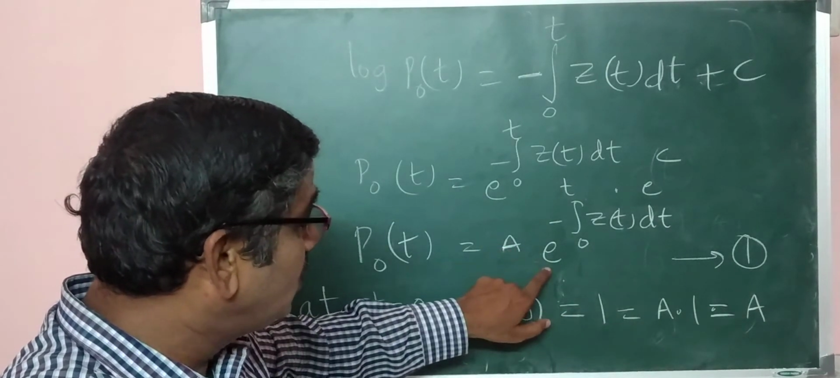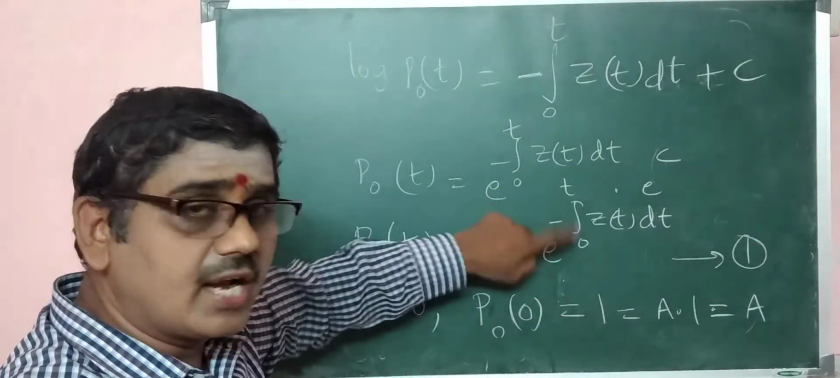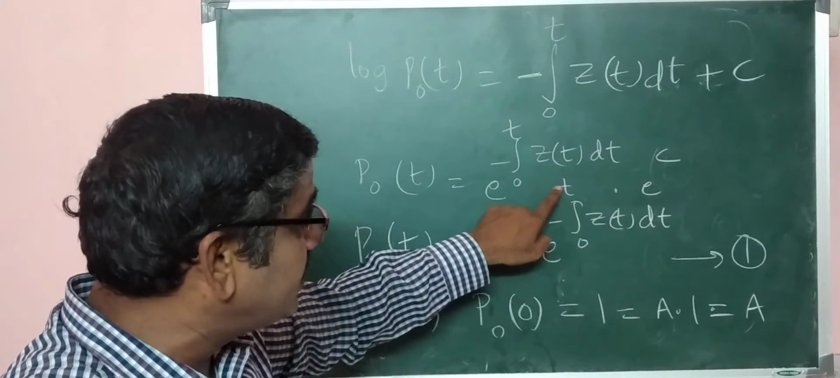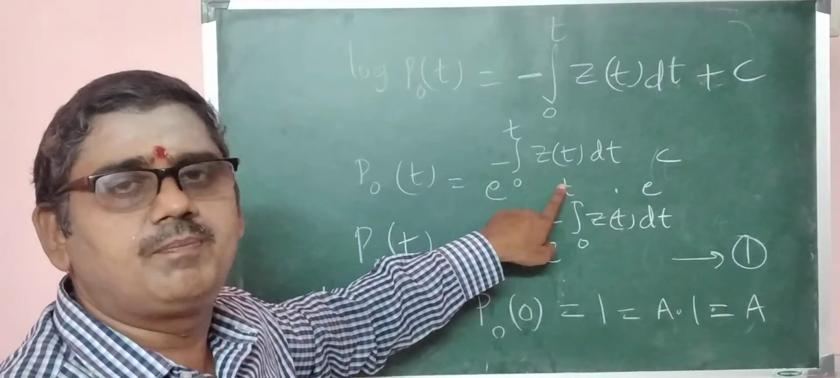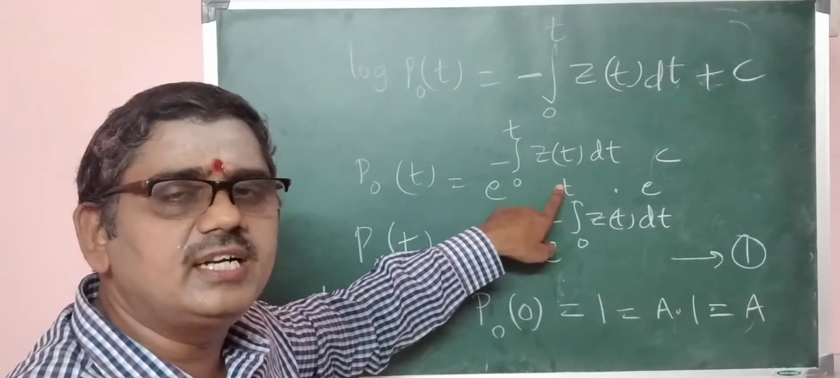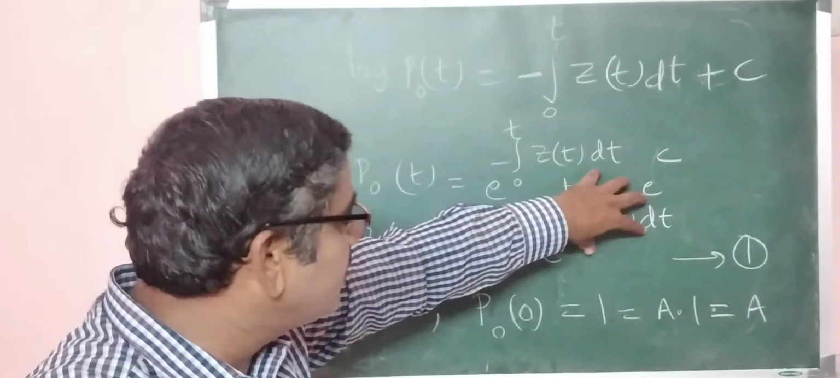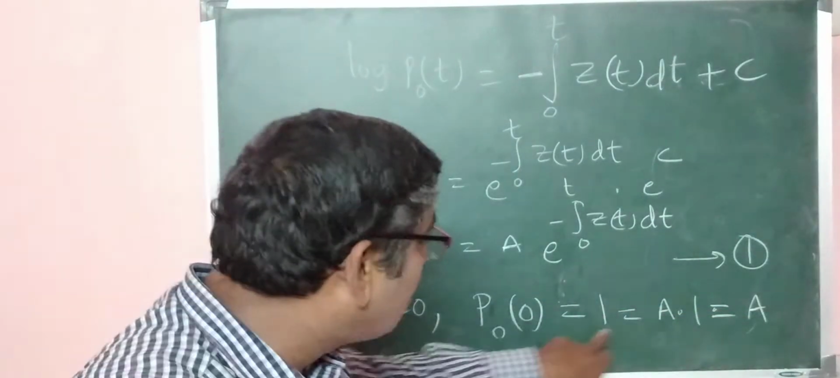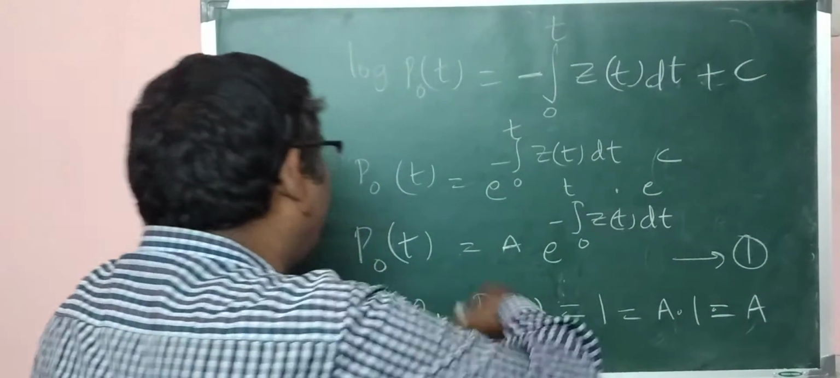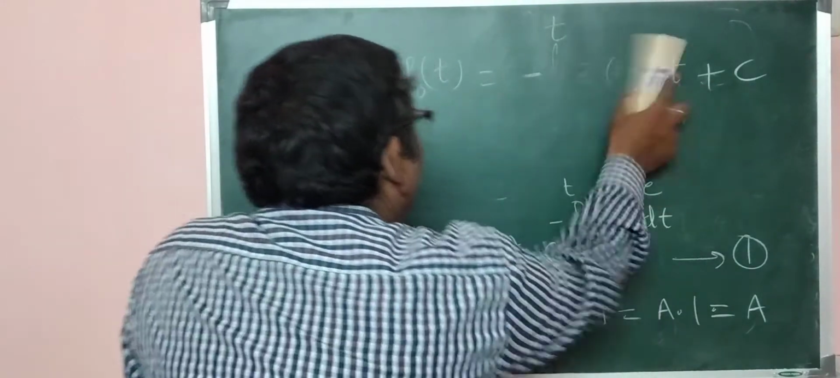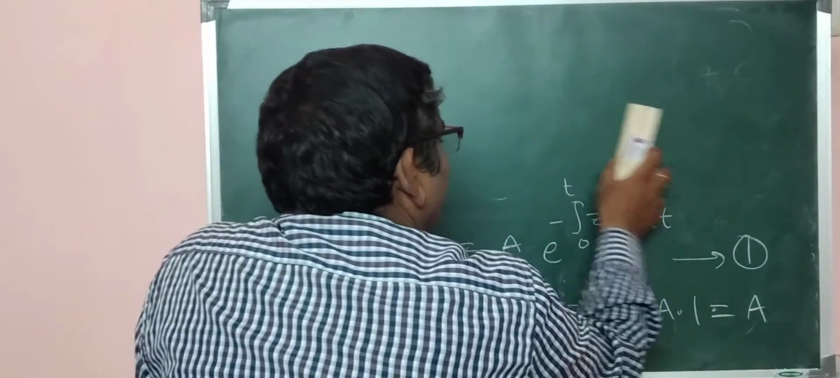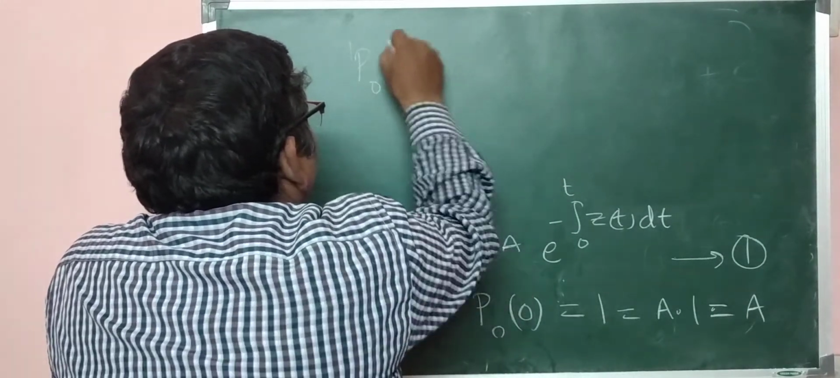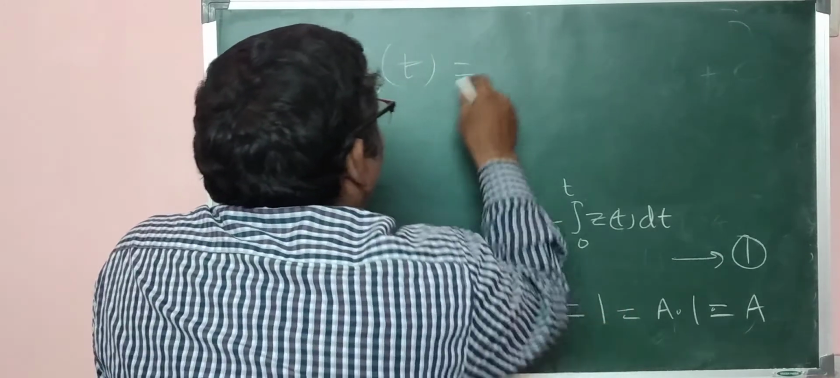And now I am substituting t is equal to 0 on the right hand side part. A into e power minus integral 0 to 0, t is equal to 0. Upper and lower limits are same, therefore the integrand becomes 0. E power 0 is 1. So a into 1, therefore it is equal to a. Therefore a is equal to 1. Now substitute the value here. And so therefore P naught of t is equivalent to b, a is 1.